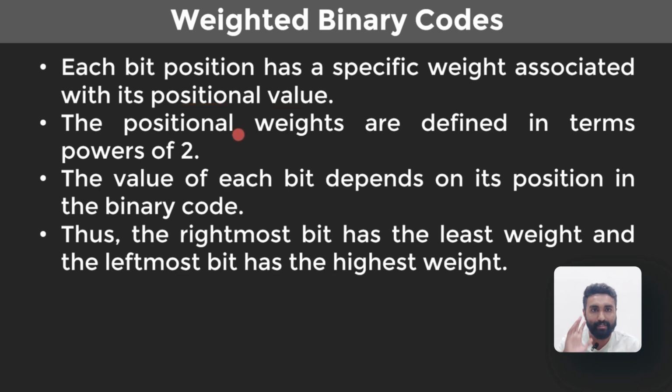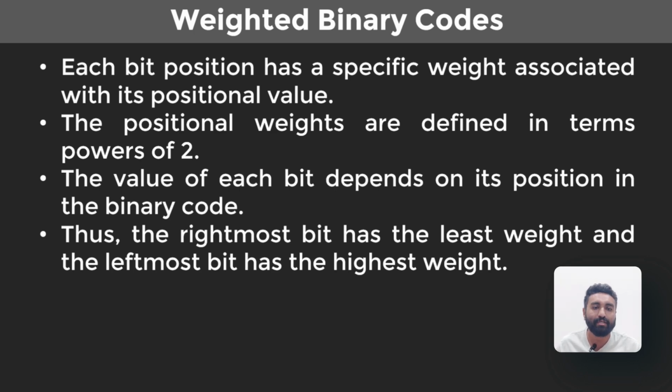First I will read all the sentences, then I will explain you the meaning of these sentences. Now these positional weights are defined in terms of power of 2. The value of each bit depends on its position in the binary code, and thus the rightmost bit has the least weight and the leftmost bit has the highest weight. I'll give you one example to explain the meaning of all these 4 sentences.